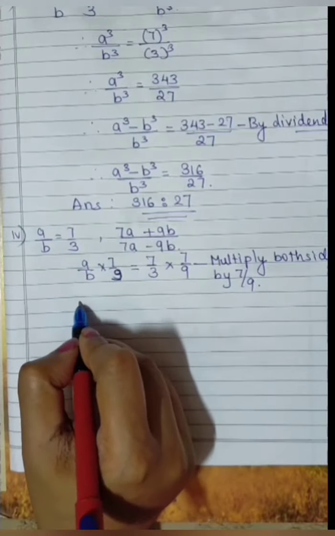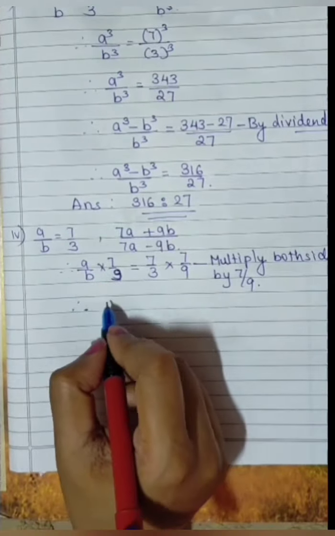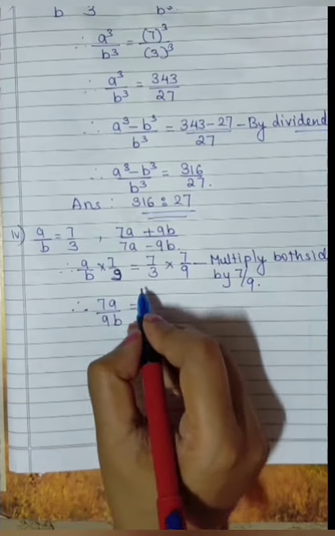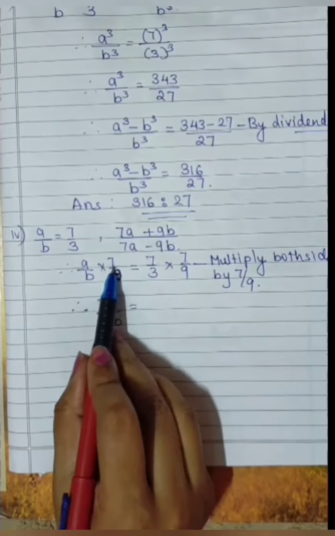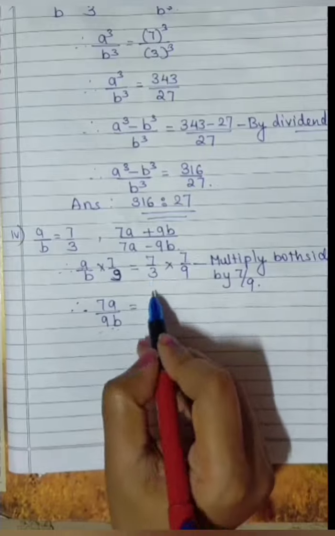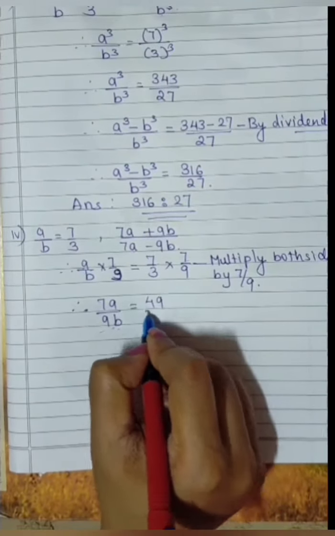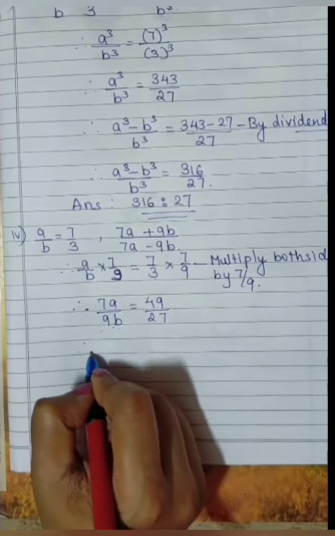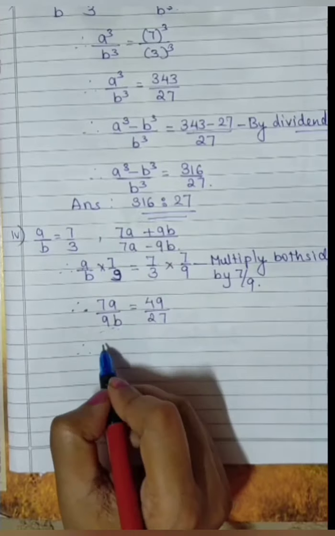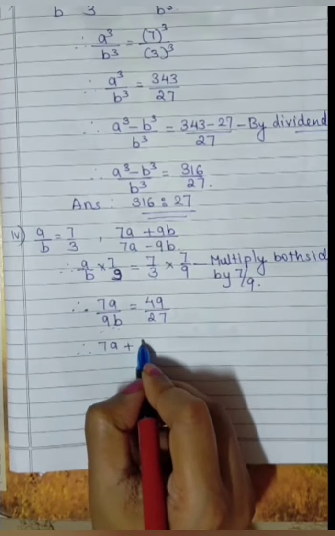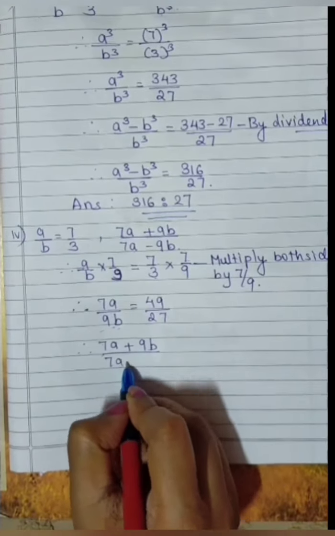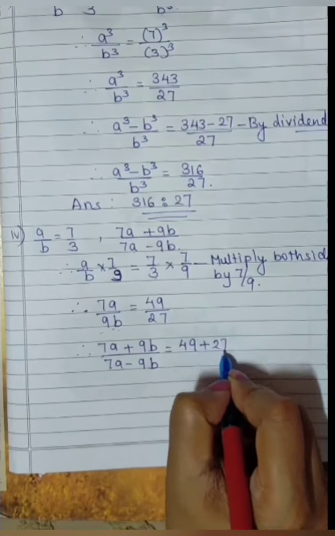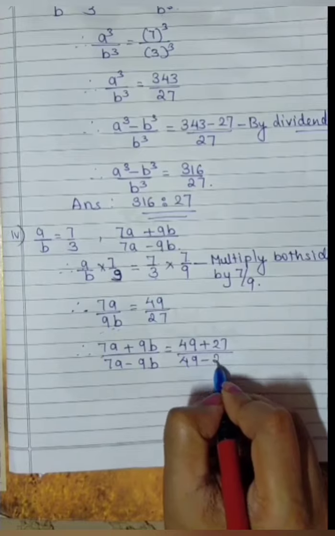Now the next step will be 7A upon 9B is equal to, see, 7A 9B we got here: 7 7s are 49, 3 9s are 27. I hope you are getting it. The next step is, what is the equation we are having? (7A plus 9B) upon (7A minus 9B) is equal to (49 plus 27) upon (49 minus 27).